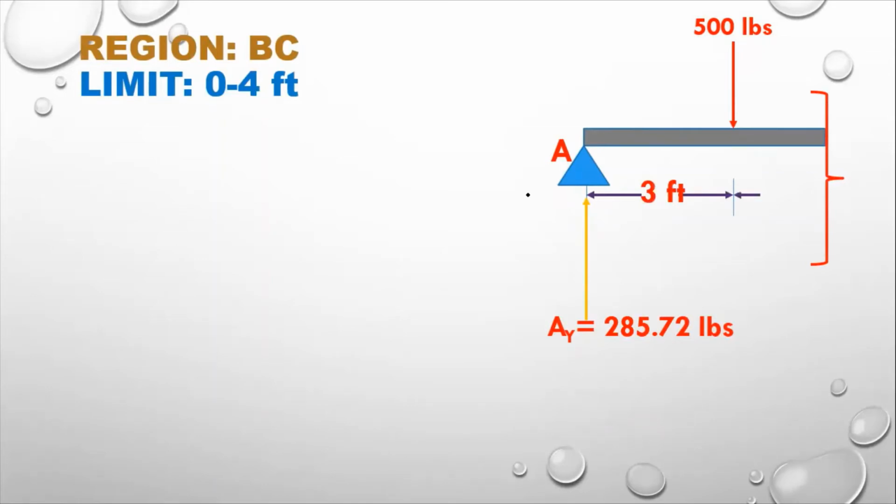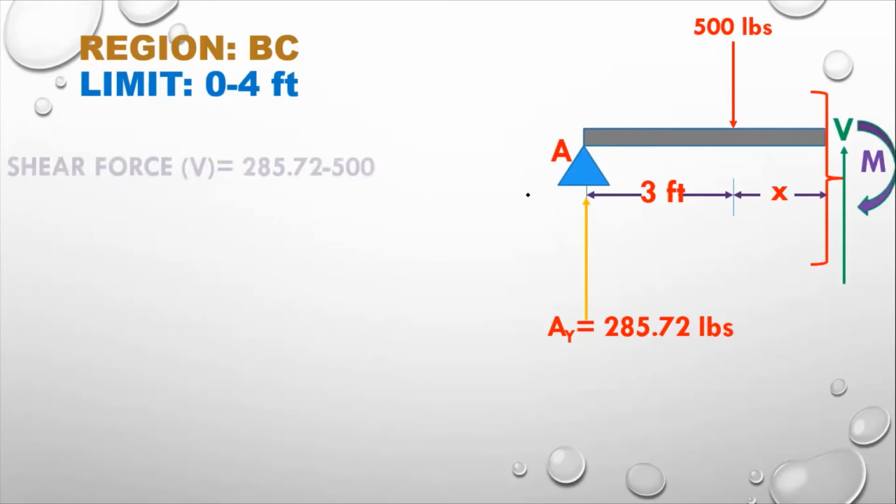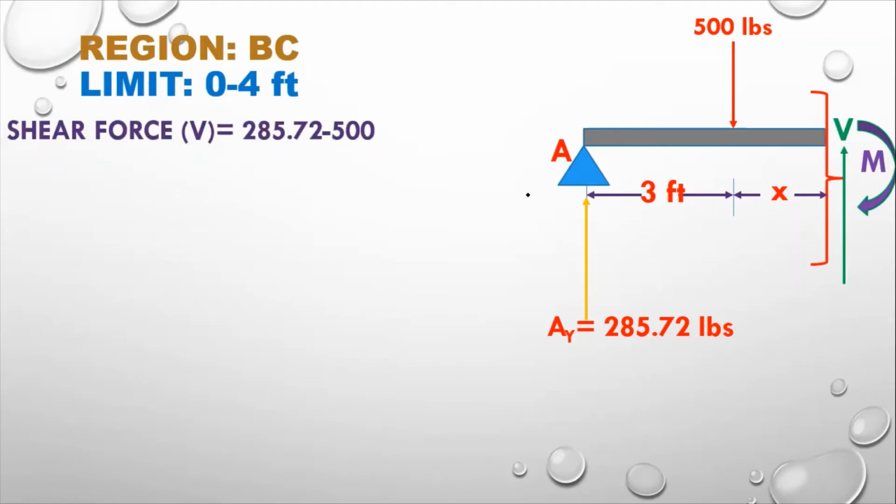And then we have X, because that is where we cut the section. Now we have the shear force V and bending moment M. How can we make the equation? We have two vertical forces here. AY is the upward force, positive 285.72, and 500 pounds is acting downward, so it should be negative, minus 500. We sum up these two forces to get the shear force equation, which comes out to be minus 214.28, a constant value.